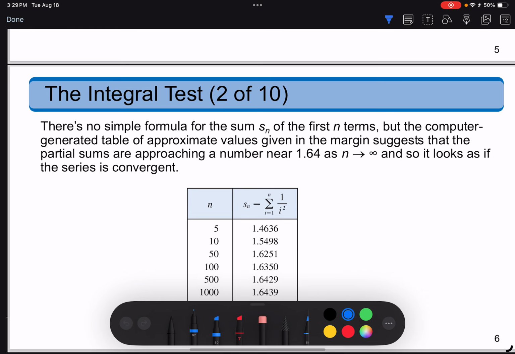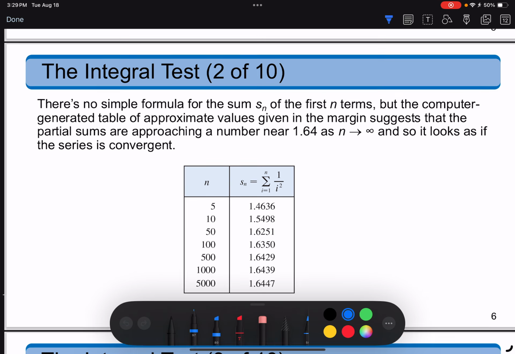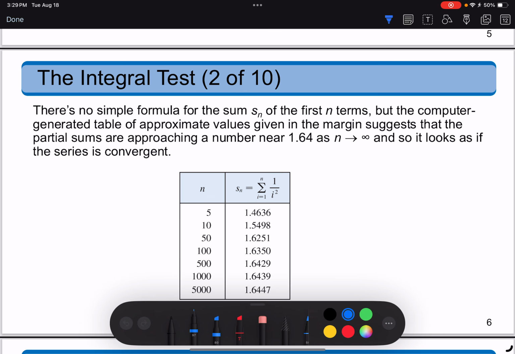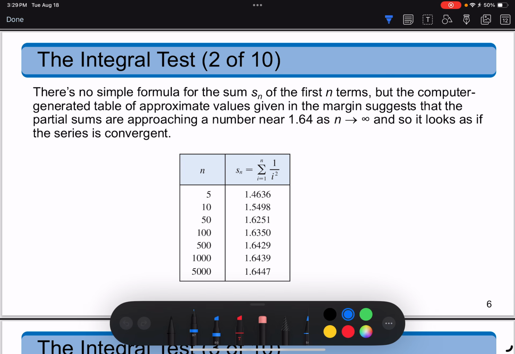So there's no general formula for the sum S sub n of the first n terms, but the computer-generated table of approximating values given in the margin suggests that the partial sums are approaching a number near 1.64 as n approaches infinity. And so it looks as if the series is convergent.